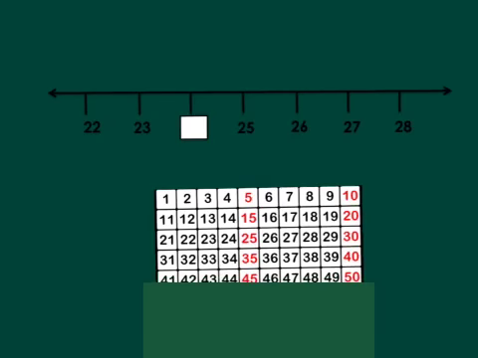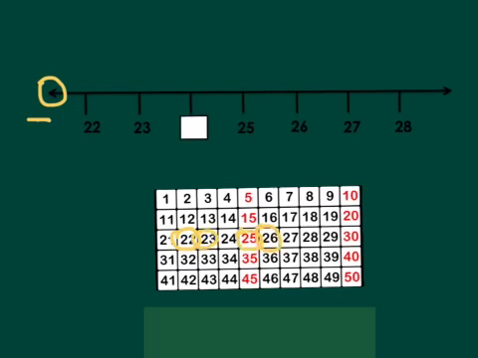Okay, so if you were really stuck, you could use a number board. So it starts at 22. Remember that these arrows tell us that there's numbers going back this way as well. Then it said 23, 25, 26, 27, 28. So we can see that the missing one was 24. So we would write that in the box.